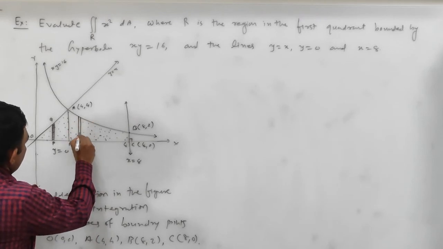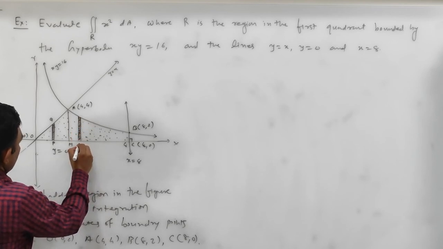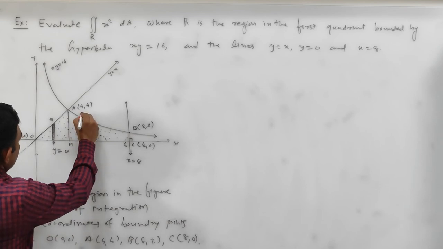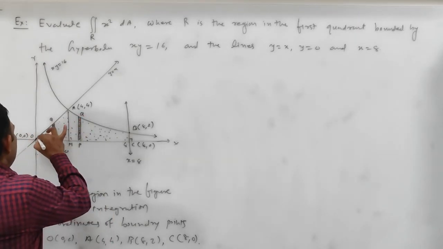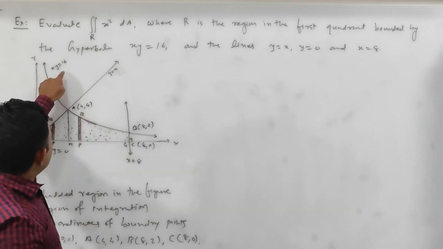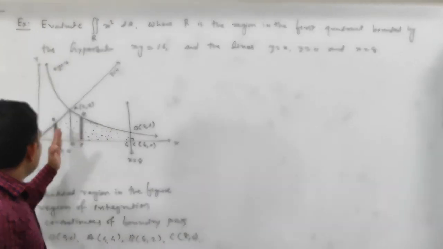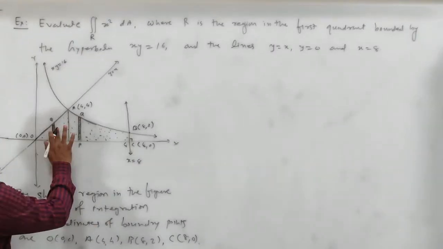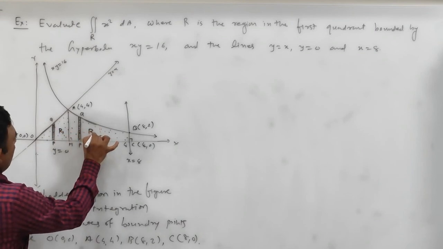But as this strip PQ crosses the line AM and enters this region, the bottom end is on y equal to 0, but the top end is not on y equal to x. The curve has changed from here. Now the top end is on xy equal to 16. So here the region of integration will be in two parts, say R1 and R2. Let me say this portion is R1 and this portion is R2.